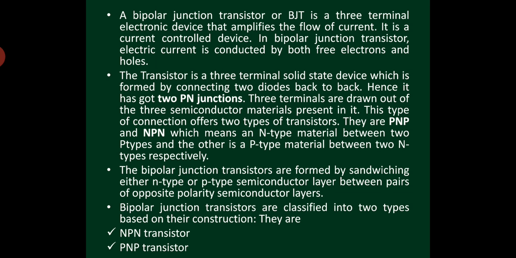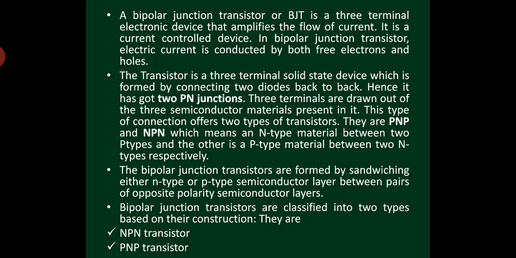This type of connection offers two types of transistors. They are PNP and NPN. In a PNP transistor, an N-type semiconductor substrate is sandwiched between two P-type semiconductor materials. Likewise, a P-type semiconductor can be sandwiched between two N-type semiconductors, and it will become an NPN transistor. So bipolar junction transistors are classified into two types based upon construction: NPN and PNP, right?